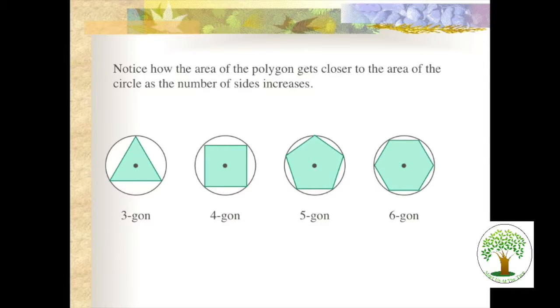But every time the number of sides gets bigger, I get less of this wasted stuff on the outside. If I could go to a 7-sided figure and an 8-sided figure and a 9-sided figure and a 10-sided figure, this wasted stuff on the outside would get smaller and smaller and smaller. So it's like a circle is an infinite-sided polygon.